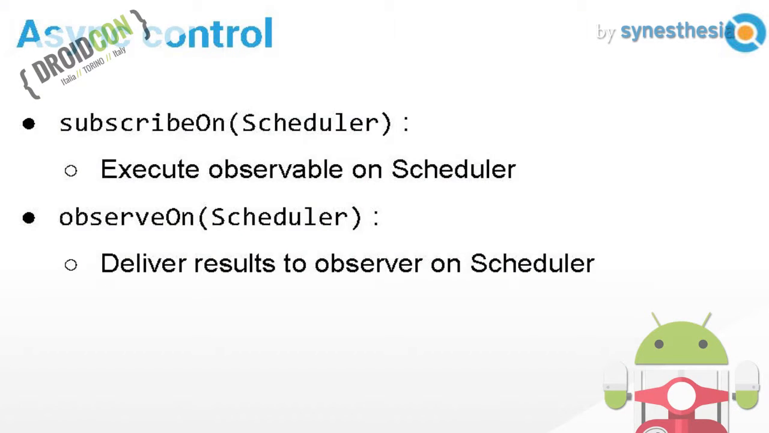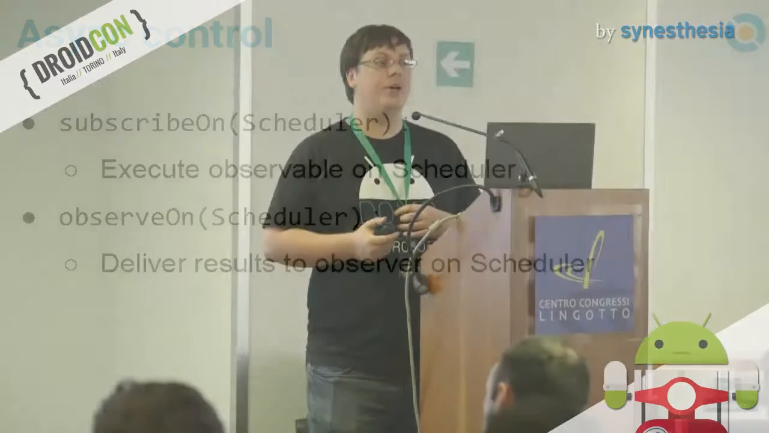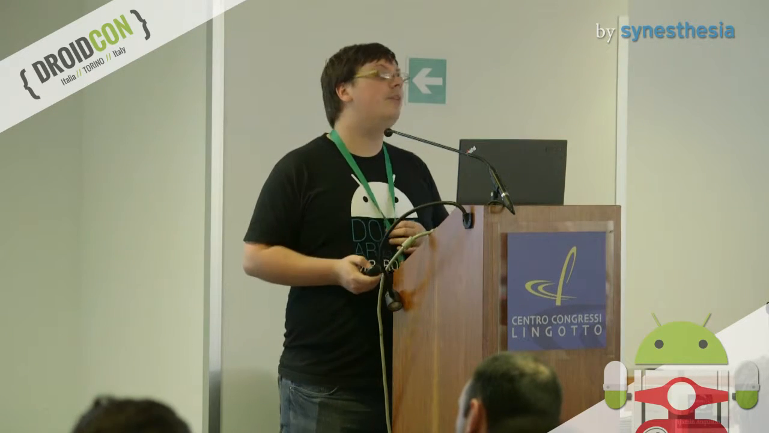On the other end, you also have observe on, passing a scheduler as well, which says, once you've finished doing all your work, please deliver the results in another scheduler. Perfect for us on Android. We can say, please execute all the work in a thread pool executor, and then deliver the results on the main thread. And that's it. You have your pipeline doing work on the background, delivering results on the main thread.